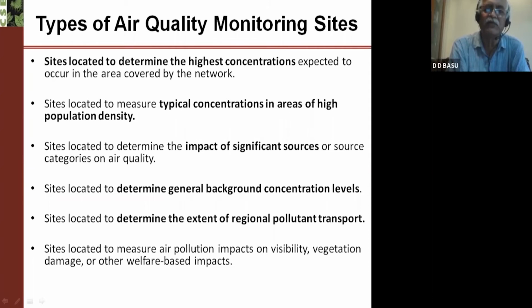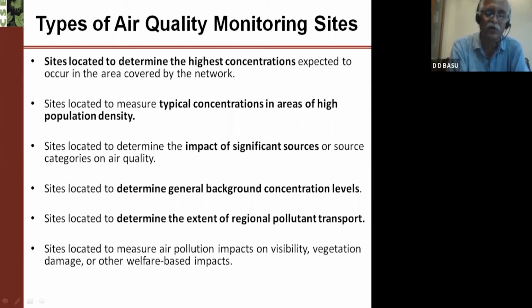Sites are located to determine the highest concentration expected, that means the pollutant occurring in the area covered by the network. That means the maximum ground level concentration is to be captured. Sites are located to measure typical concentrations in areas of high population density, to determine the impact of significant sources, to determine the general background concentration level, and to determine the extent of regional pollutant transport.